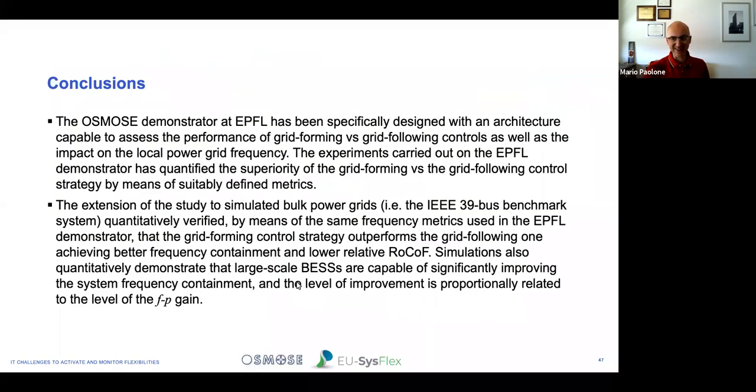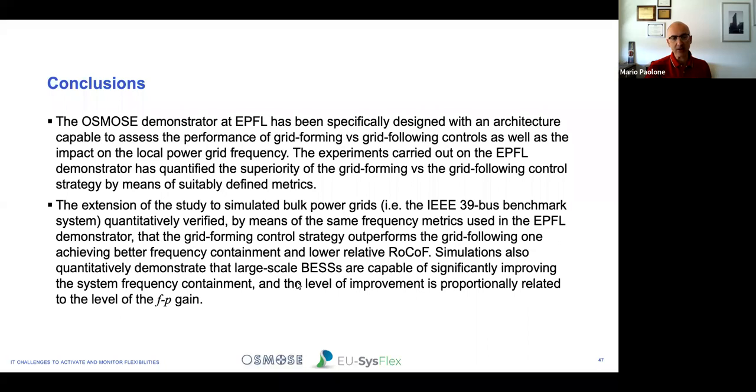I see that Nathalie is already showing her image. I'm done, Nathalie. So just to conclude, the OSMOSE demonstrator EPFL is specifically designed with an architecture capable to assess the performance of grid forming versus grid following controls to estimate the impact on the local frequency. So the experiments on the EPFL demonstrator have quantified the superiority of grid forming versus grid following controls in terms of frequency performance and frequency containment.